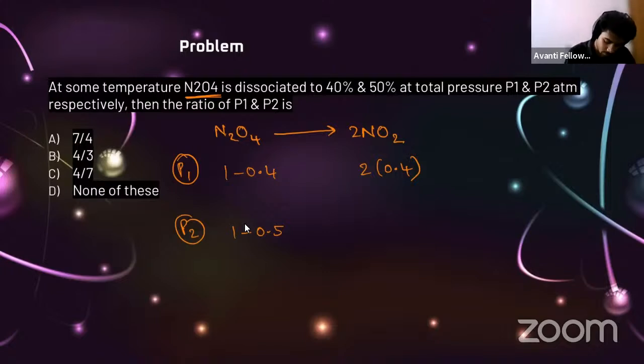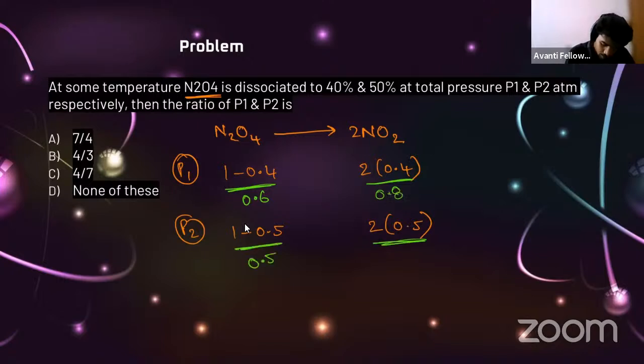No, exactly 0.5 is lost. That means 2 times 0.5 moles will be formed. If you write these values properly, this will be equal to 0.6, and this will be equal to 0.8. This will be equal to 0.5, and this will be equal to 1.0, let's say. Now, what is the total pressure equal to?